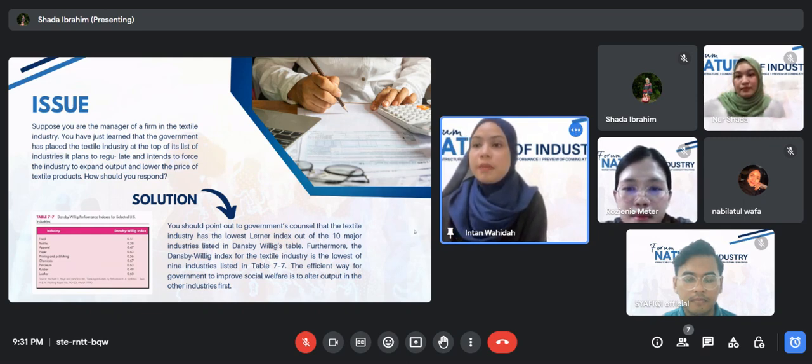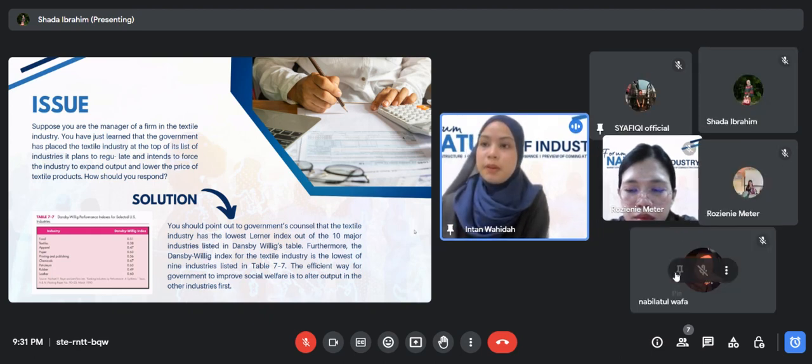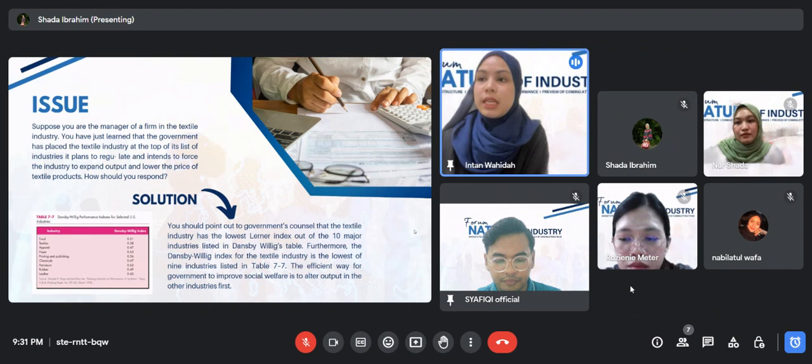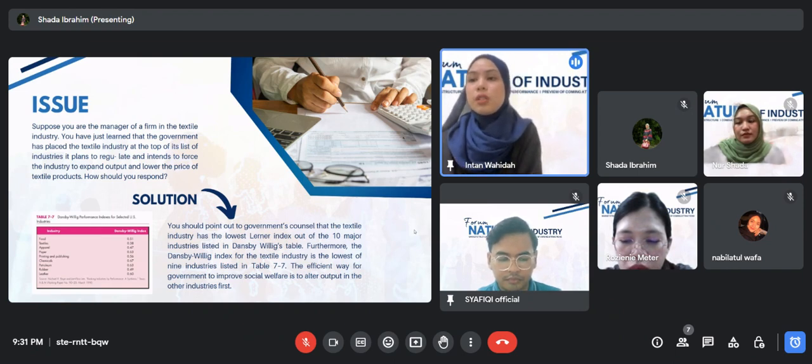For the answer to the issue, you should point out to the Government Council that the textile industry has the lowest Lerner index out of the 10 major industries listed in the table above. Furthermore, the Dansby-Willett Index for the textile industry is the lowest of the 9 industries listed in the table. The efficient way for government to improve social welfare is to alter output in the other industries first.